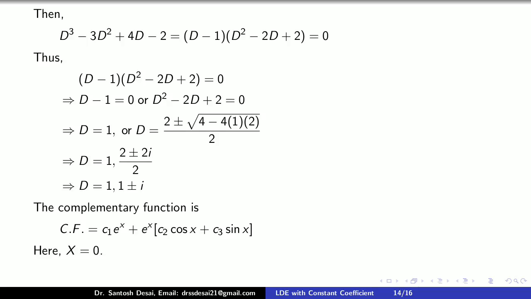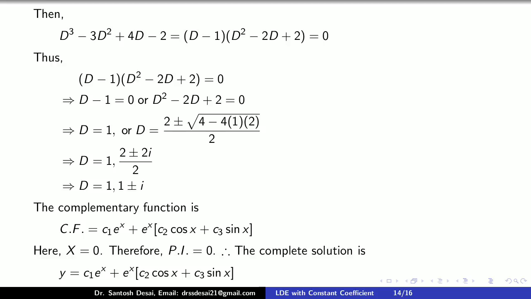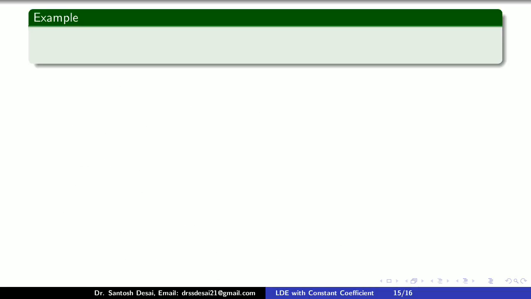And again f of x is equal to 0, that is RHS is 0. So therefore PI is equal to 0, and therefore the complete solution is y is equal to c1 e raised to x plus e raised to x into c2 cos x plus c3 sin x. Now let us consider the last one.